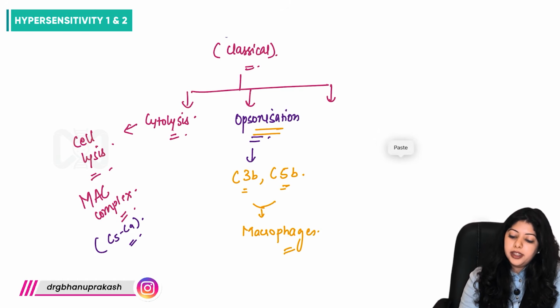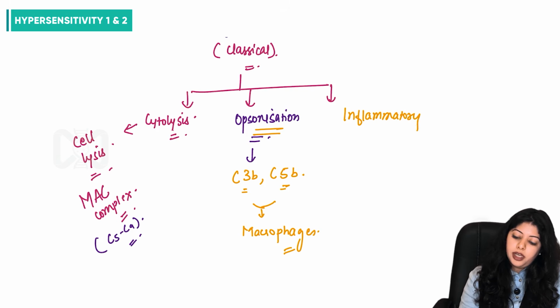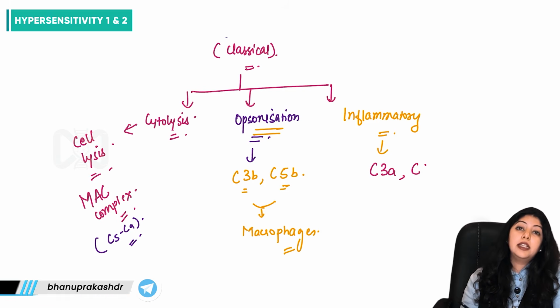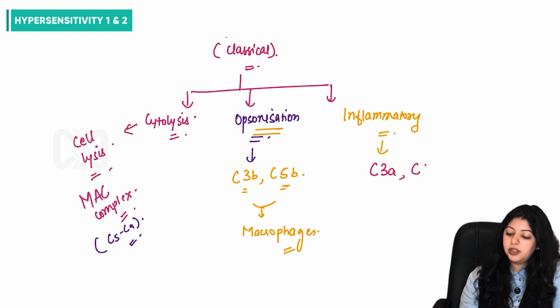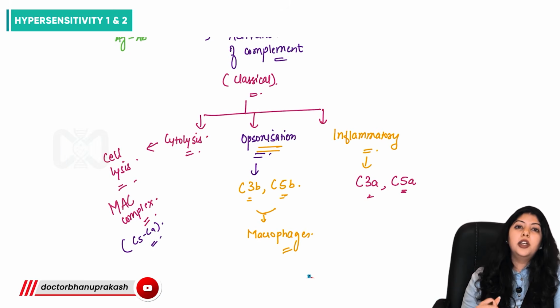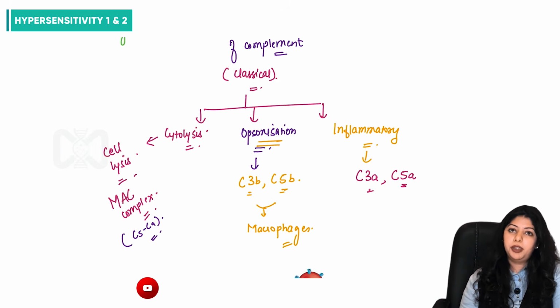And the third one is inflammatory reaction. And for inflammatory reaction, there comes the role of chemoattractants. So what are the chemoattractants most commonly released in the classical complement pathway? These are C3a and C5a, right? Leading to the inflammatory reactions associated with complement. So these are the three things which occur after activation of complement.